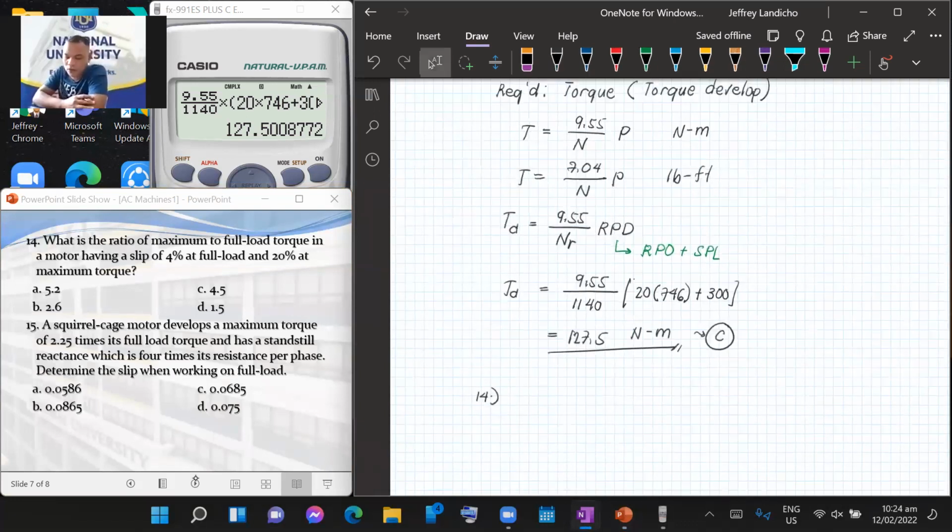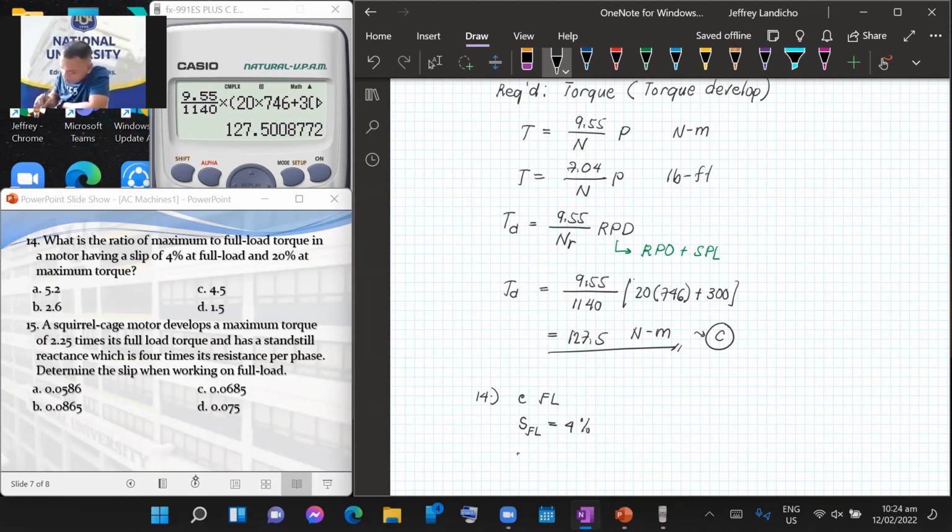What is the ratio of maximum to full load torque in a motor having a slip of 4% at full load and 20% at maximum torque? Okay, so let us consider at full load, the slip at which the motor operates during full load, that is 0.04 or 4%. 4%. Now, that is at full load.